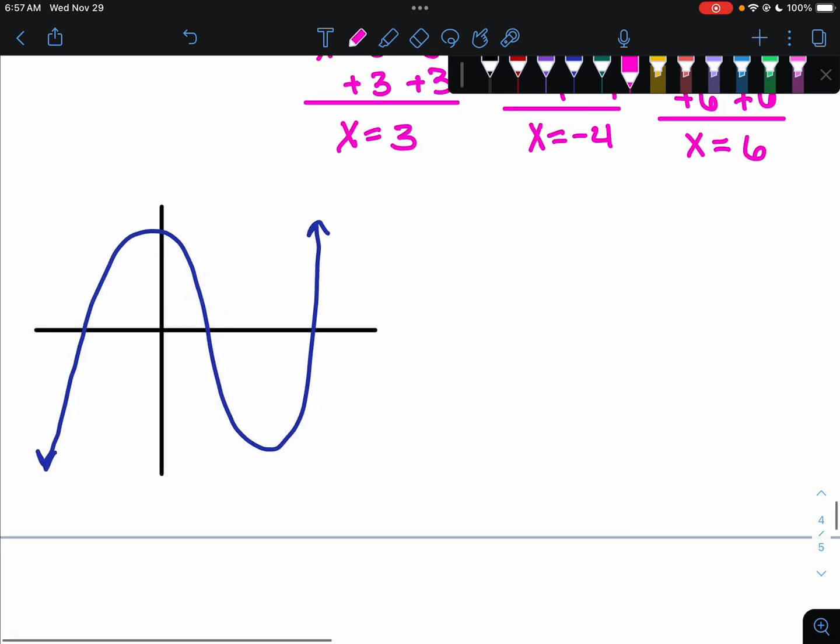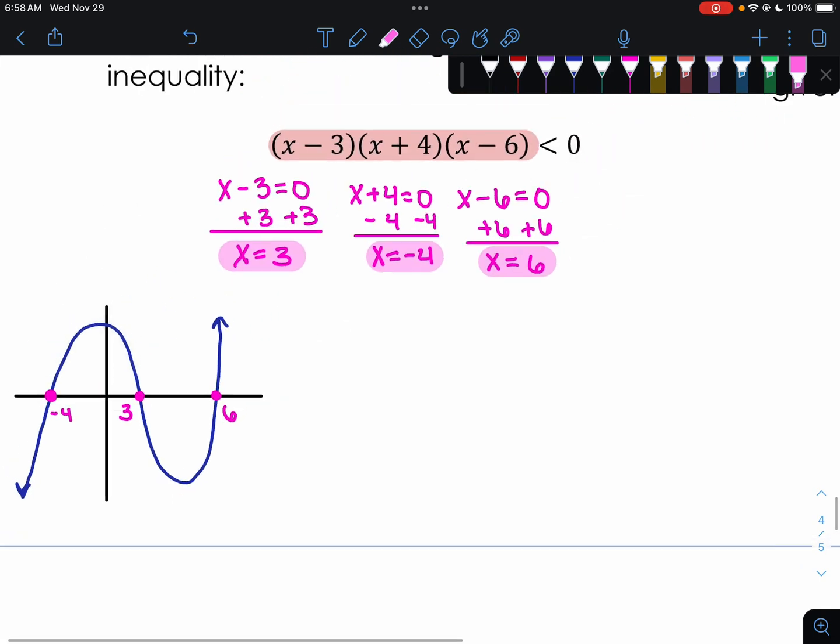What we do know is that this x-intercept is negative 4, this x-intercept is 3, and this x-intercept is 6. And you're probably thinking, well, how do you know that? Well, we found those x values up here, and if we're thinking logically, all I did was put them in order from least to greatest, and that's how it's going to cross the x-axis. Now, what we're looking for, and what we need to know is everything right here. So that little piece right there tells us how to get our answer.